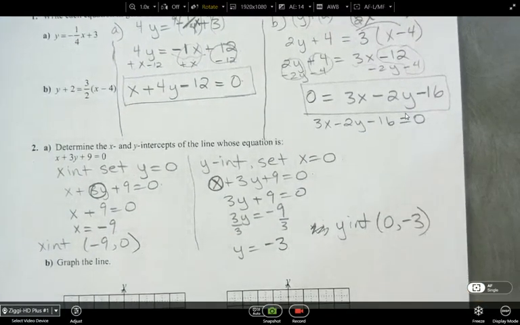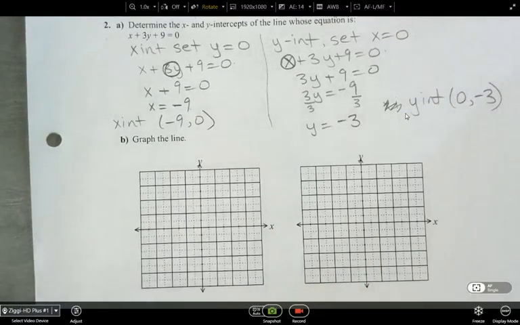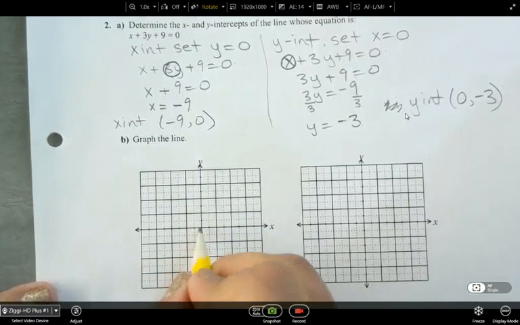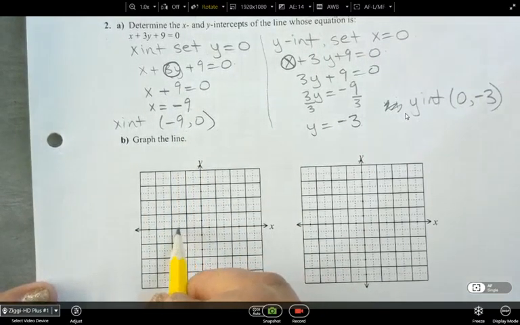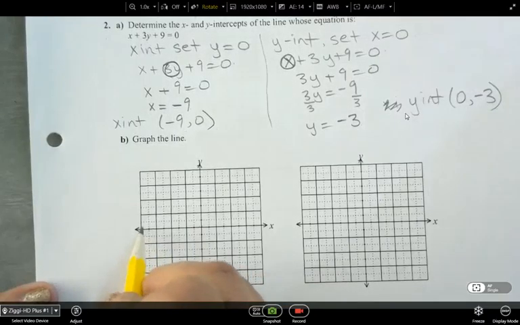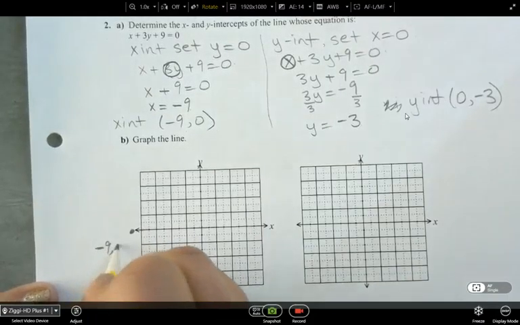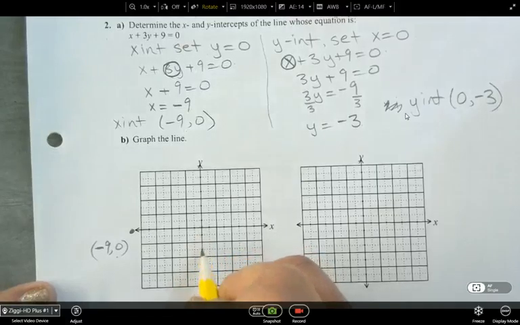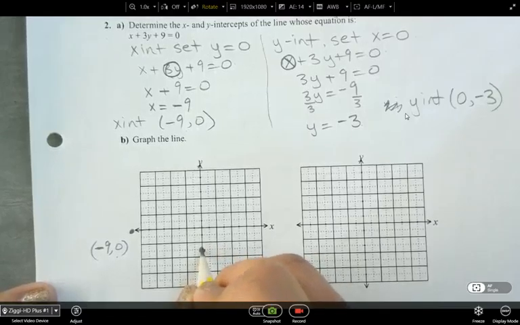Okay, so the next part says to graph the line. So we can graph the line using the x and y intercepts. We've already found them. You've got two grids here just for fun. There's no real rhyme or reason why there's two grids. So let's count out where our negative 9 x-intercept is going to be. Here this is 1, 2, 3, 4, 5, 6, 7, 8, 9. So I go off the graph a little bit. Let's label this point negative 9, comma 0. And then my y-intercept is 1, 2, 3 down. So it's over here, negative 3.